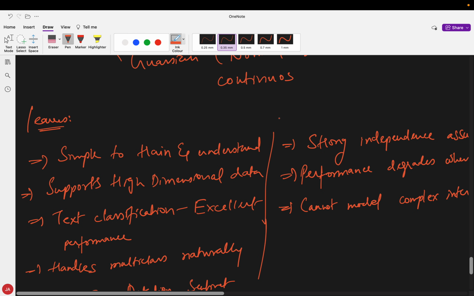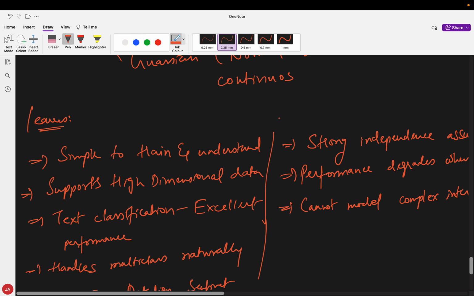So what are the limitations and pros and cons of naive Bayes? Let me quickly read it out. Simple to train and understand. Yes, the training is very simple. I have to just compute the co-occurrence matrix of each word occurring in each class, then the co-occurrence matrix can be used for making the prediction.